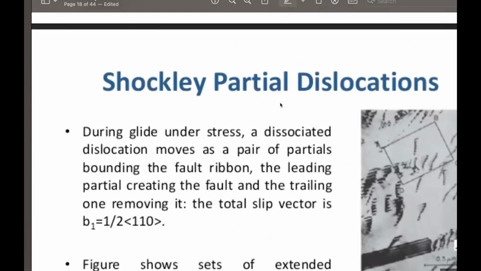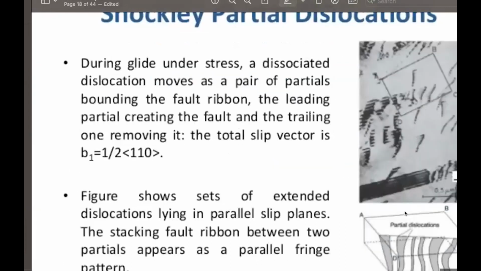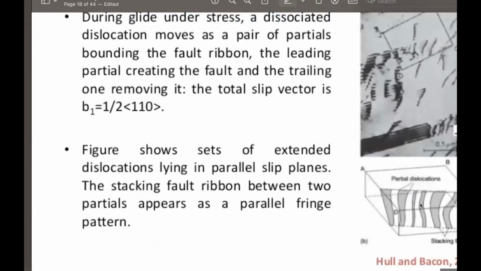Shockley partials, okay. In between Shockley partials, we always have some stacking faults. For example, here we have Shockley partials and the shaded area is stacking faults. Frank dislocation, we have stacking faults. Here you see the stacking faults.